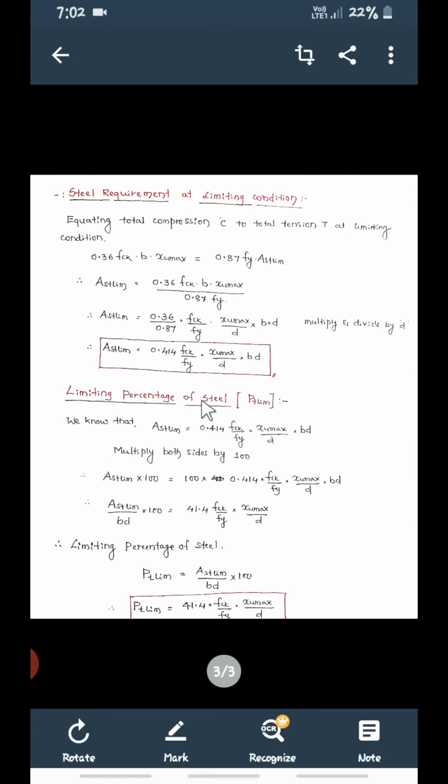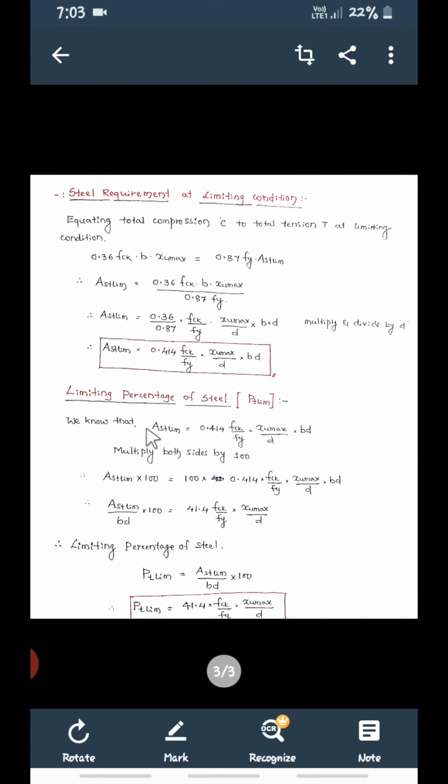Then if you want it in terms of percentage, how much percentage of steel at limiting condition? So we can write the limiting percentage of steel, that is PT limit. AST limit is area of steel at limiting condition. PT limit is percentage of steel at limiting condition. So we know this equation: AST limit is equal to 0.414 FCK upon Fy, XU max upon D into B into D. So again multiply both sides by 100.